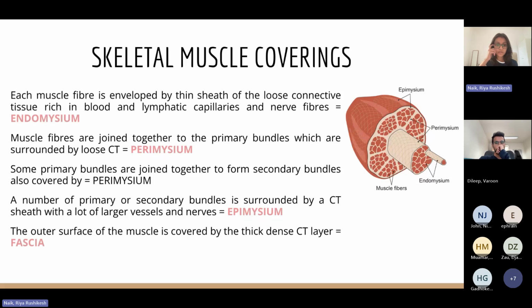When the majority of these primary and secondary muscle bundles combine together to form a really big structure, that is going to be covered by something called the epimysium. That's going to be the outermost covering, and the thing that joins the epimysium to the bones or to the surrounding muscles is going to be called a fascia. This fascia is made up of dense connective tissue. That's the difference between the fascia and all the other coverings. All the other coverings are made of loose connective tissue except for the fascia.